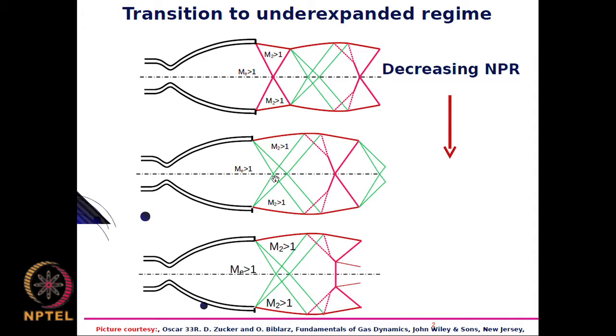These expansion fans are formed at the edge of the nozzle where there is a sudden expansion. So, the flow tends to turn this way because of the expansion, and then it has to come back to the other direction to equalize the pressure. So, it forms structures like this where you have an expansion fan at the tip of the nozzle, whereas in an over expanded case you have a shock at the tip of the nozzle.